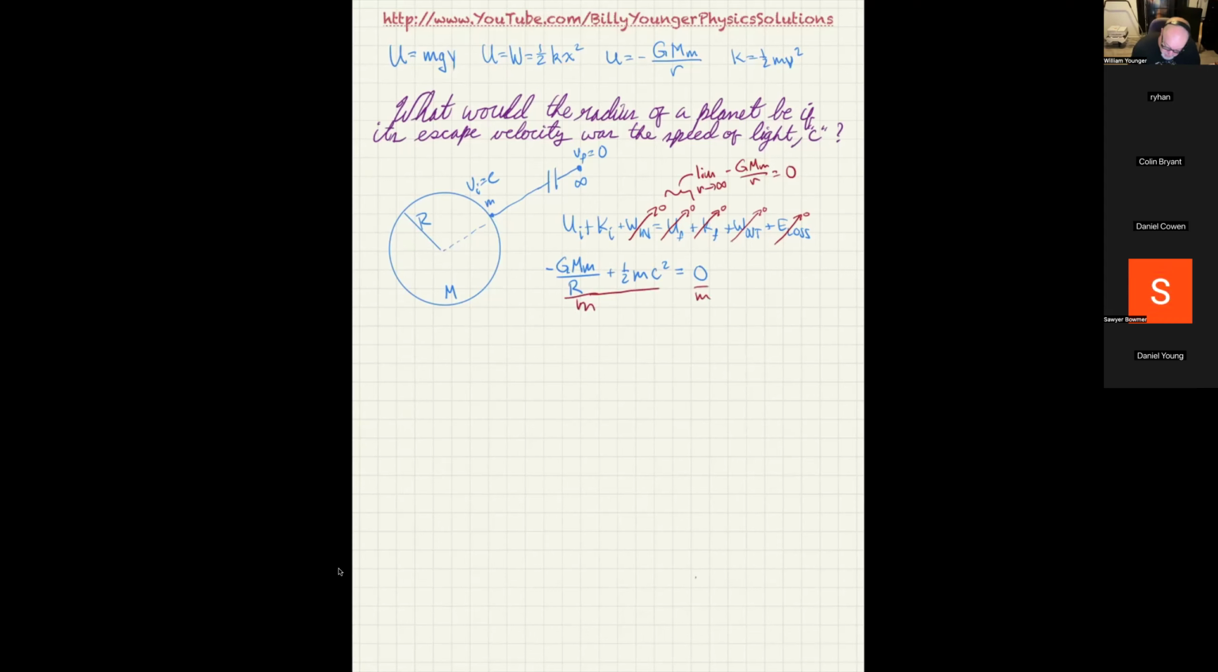Yes, sir. I was just wondering if the escape velocity always ends with the initial being some number, but the final velocity being zero. Does that mean the acceleration is always negative?